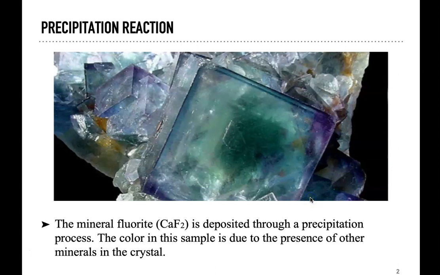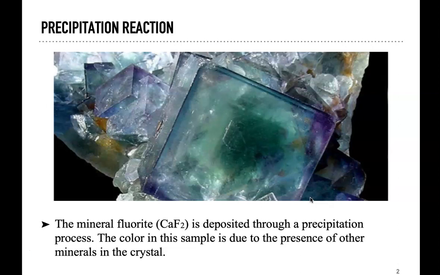We see here crystals. This crystal is called fluorite, CaF2. This one is deposited through a precipitation reaction, and other minerals, like contaminants, are present in a small, minute amount. This one is present here, and that is contributing to the beautiful color of this one.